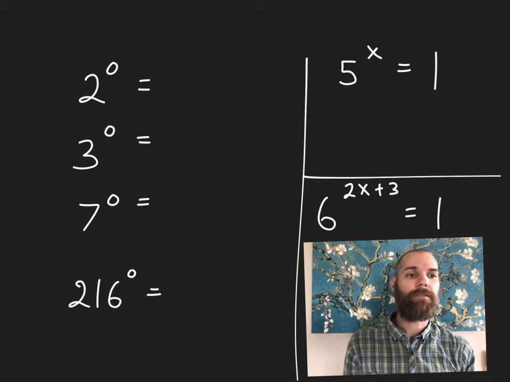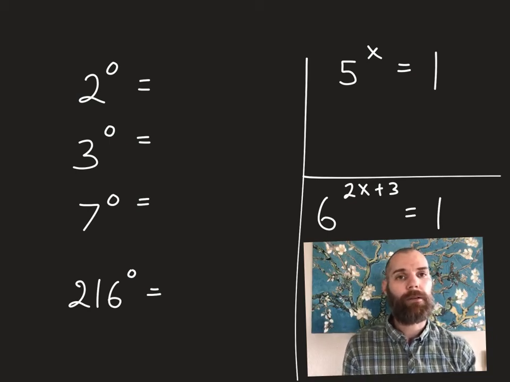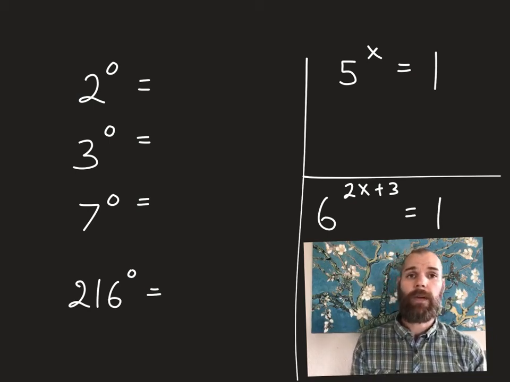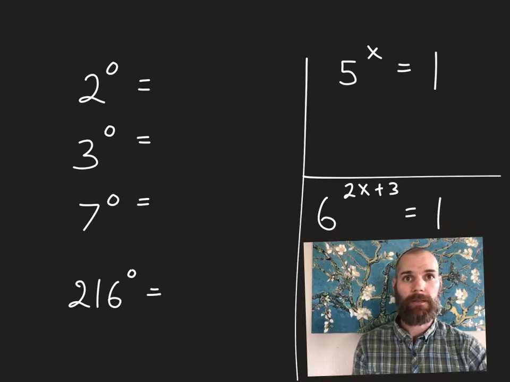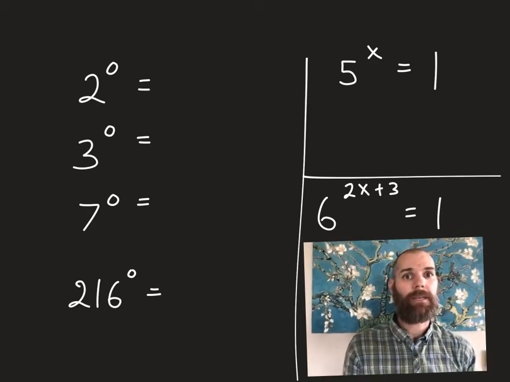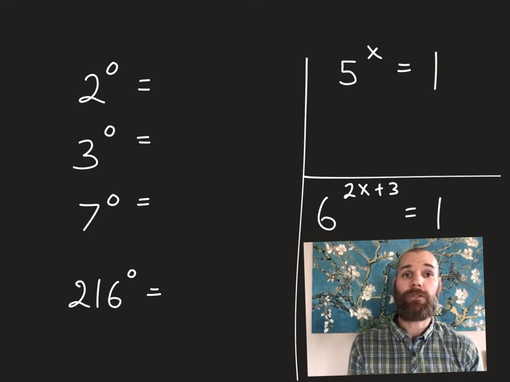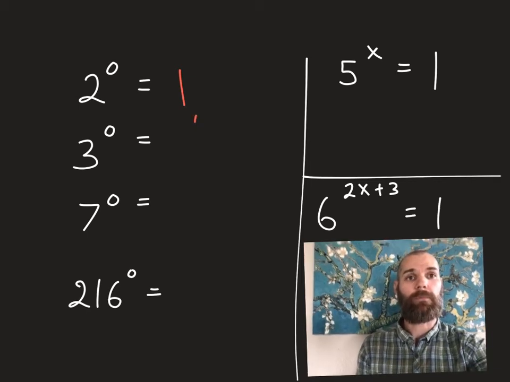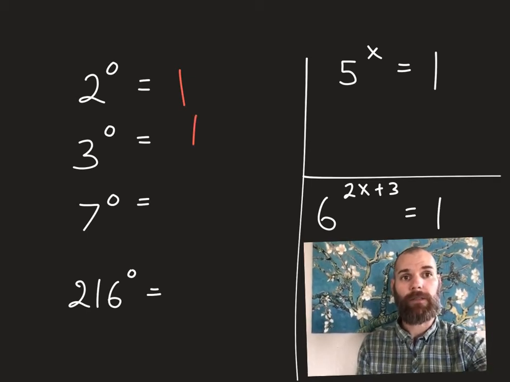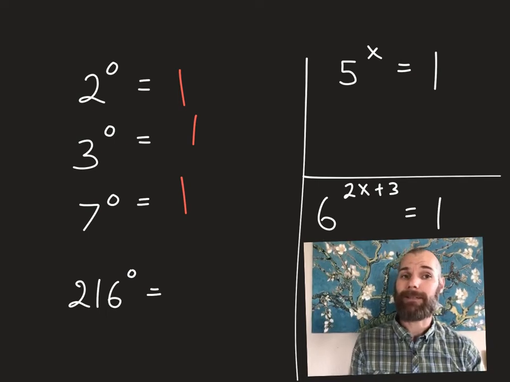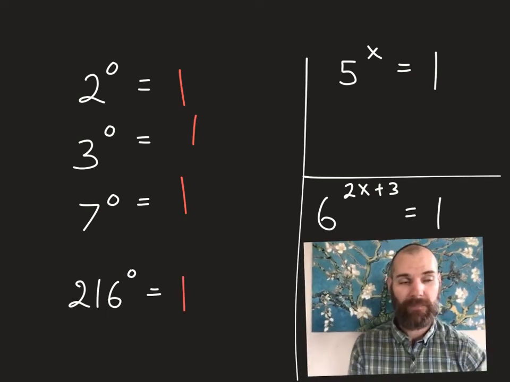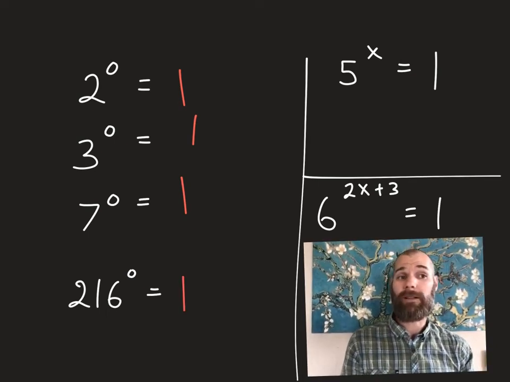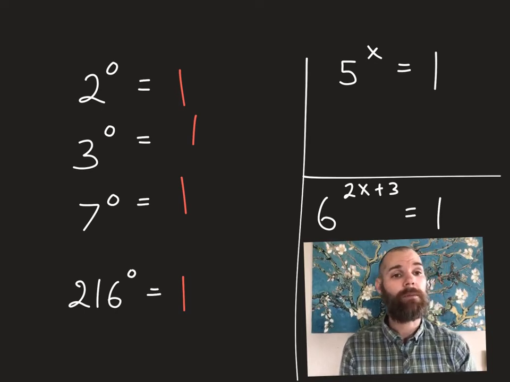We're going to start off this video by exploring zero exponents. So you may already know what happens when I raise something to the zeroth, and that something is that it's always equivalent to 1. So 2 raised to the zeroth power is 1, 3 raised to the zeroth power, 1, 7 raised to the zeroth, 1, 216 raised to the zeroth, 1. Pi raised to the zeroth, 1. Bob raised to the zeroth, 1. Anything raised to the zeroth power is always going to be 1.